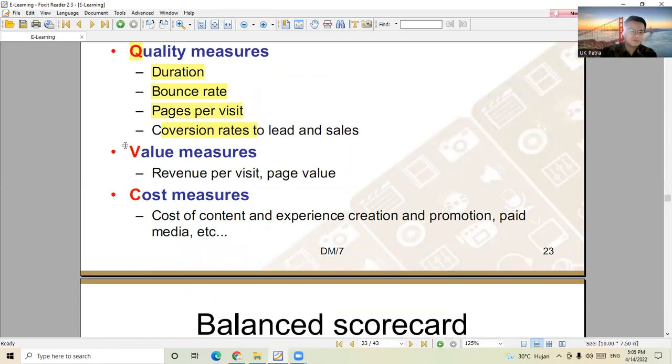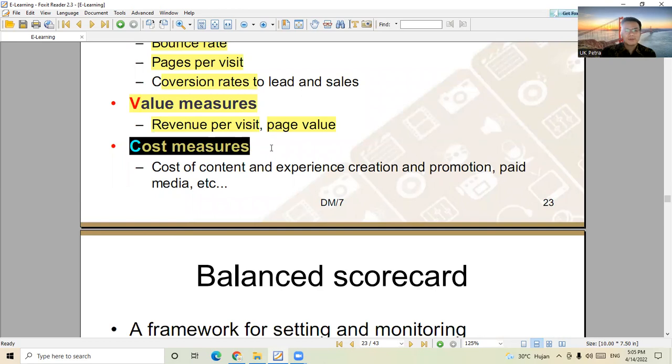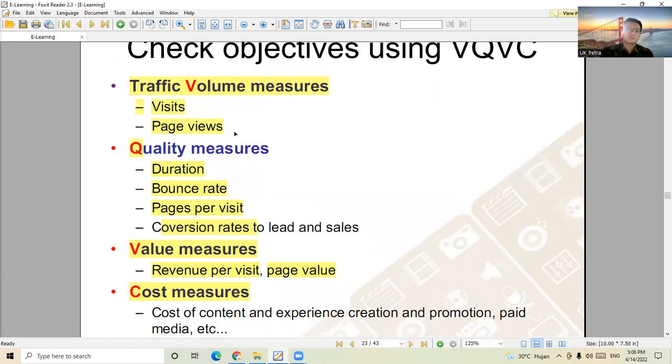The next V is the value measures. I think the conversion rate is included here. Revenue per visit, the page value, and the last one is the cost: the cost to make the website, the cost to make the digital marketing campaign promotion, the cost that we spend to do the promotion, paying the media, and so on and so forth. We have to consider this.